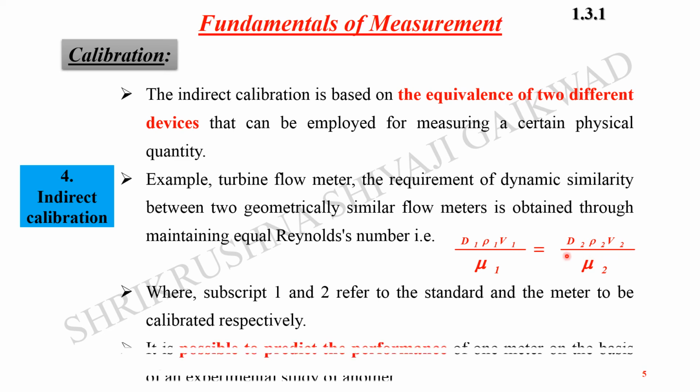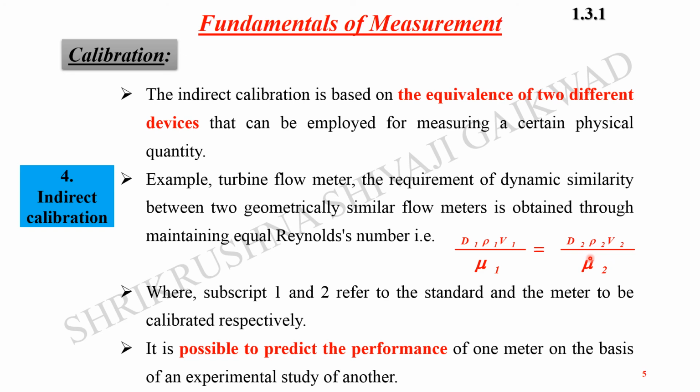With the second subscript, it is possible to predict the performance of one meter on the basis of an experimental study of another. We can study the performance of that meter by using the experimental study of the other one.